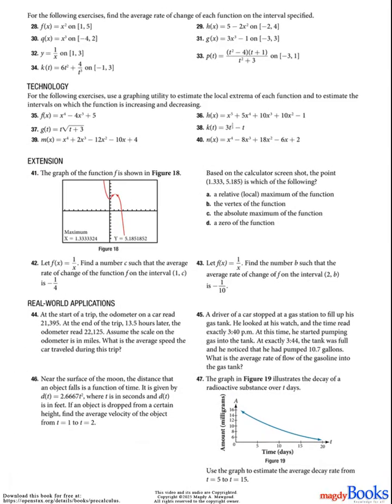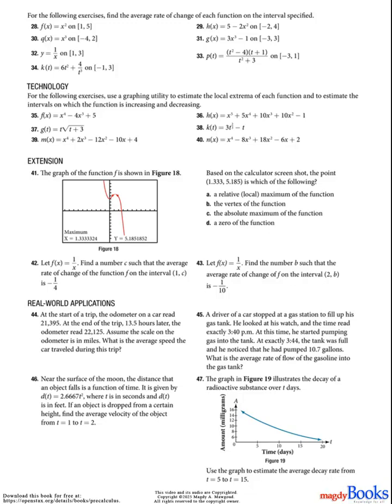For the following exercises, find the average rate of change of each function on the interval specified. 28. f of x equals x squared on [1, 5]. 29. h of x equals 5 minus 2x squared on [-2, 4]. 30. q of x equals x cubed on [-4, 2].